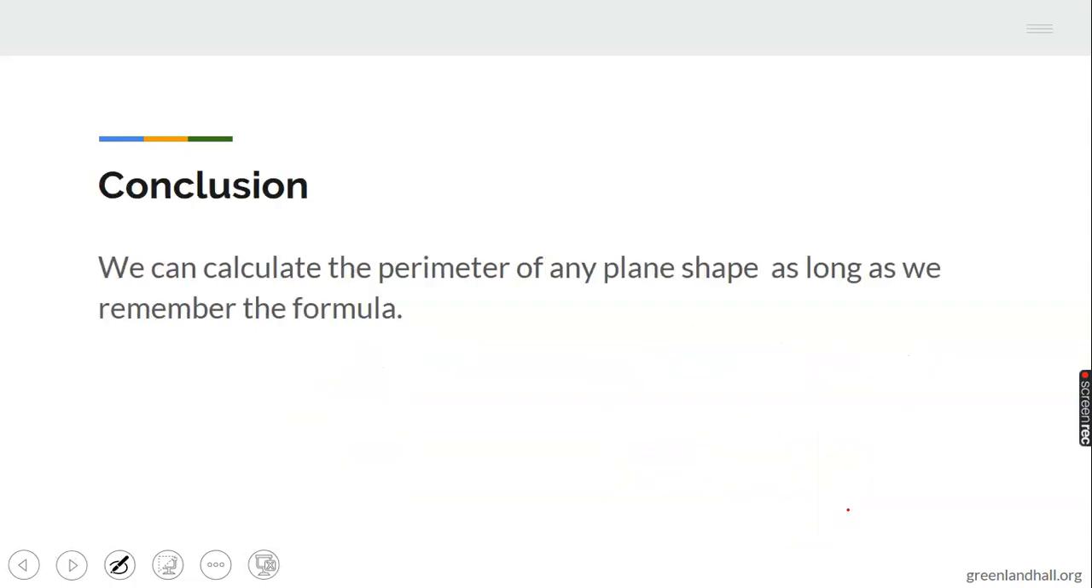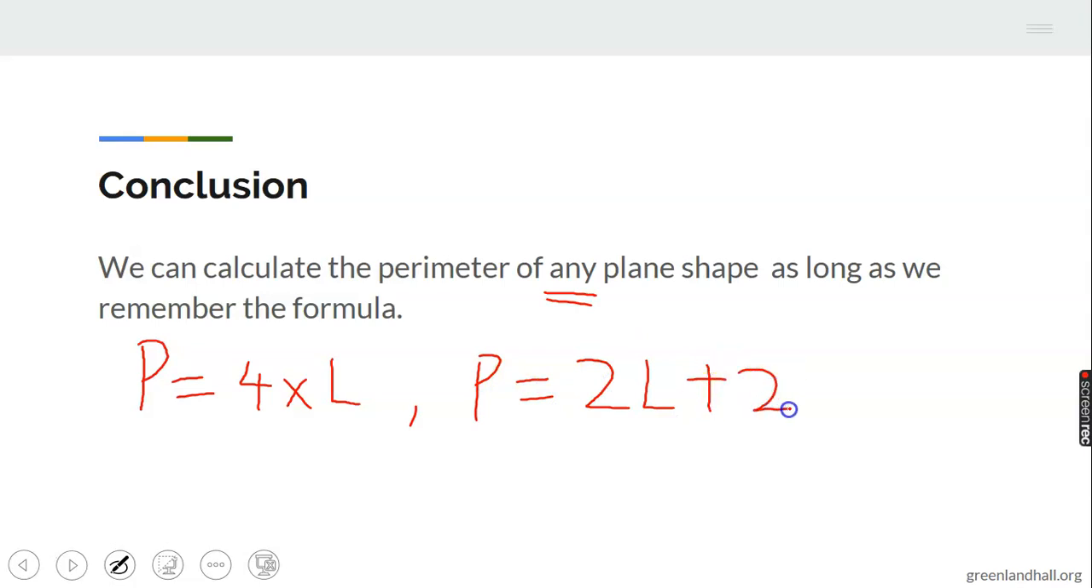Okay. Now, if you check, we've been able to calculate the perimeter of some plane shapes, as long as we remember the formula. Now, let me write out the formula again. Of a square, it is 4 multiplied by L. Then, of a rectangle, it is 2L plus 2B. Then, for a triangle, it is A plus B plus C. So just note that the perimeter is just the addition of all its sides for a square, a rectangle, and a triangle.